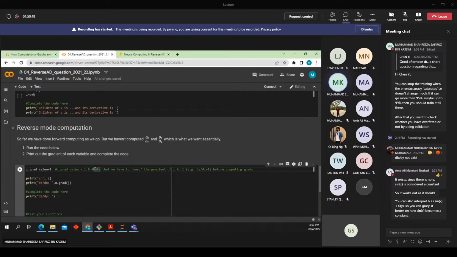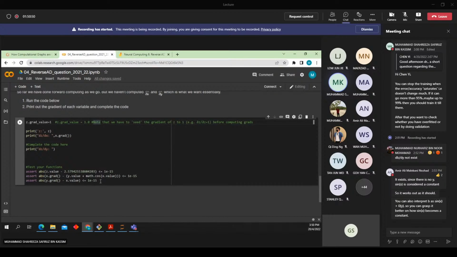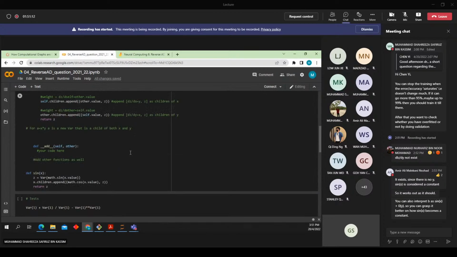And then for the reverse mode computation, if you have no errors, if your code is working perfectly, then this will be okay. There will be no errors. The values you should get should be around this one, right? And the difference should be less than or equal to a very, very small error, right?